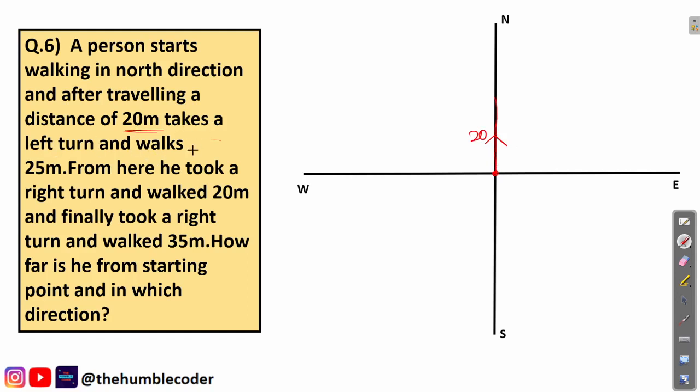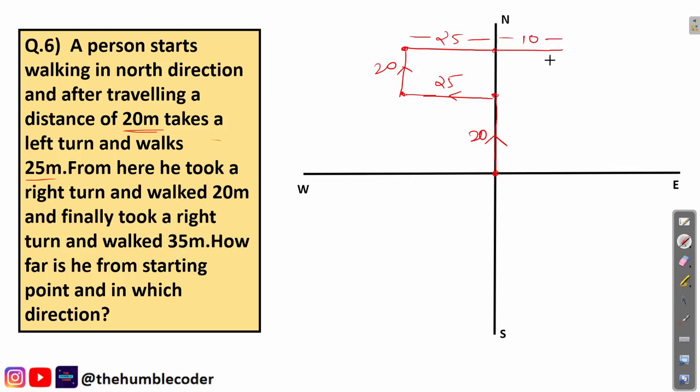He takes a left turn and walks 25 meters. So if he takes a left turn from here, then it will be in this direction, and then the distance traveled is 25 meters. From here he took a right turn and walked 20 meters, and finally from here he took a right turn and walked 35 meters. So 25 is going to be this much, and then 10 remaining, so 10 is this much.